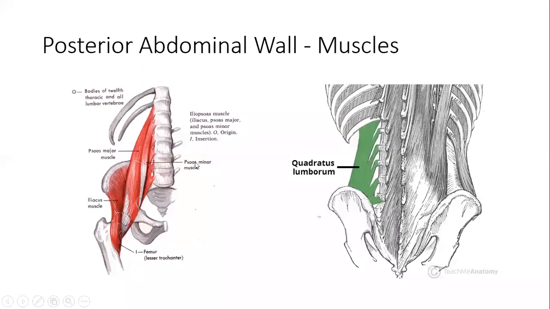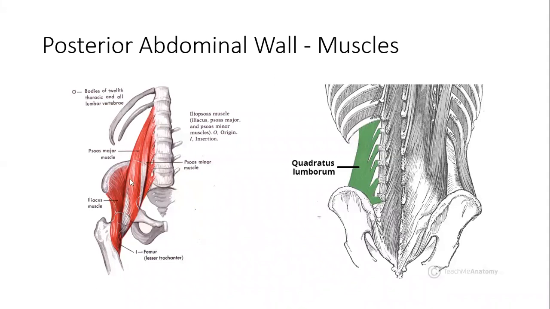Next, we have psoas minor. The psoas minor is a variable muscle. It may be present in up to 60% of the population, and in the rest of the people, it may be entirely absent. So its presence is subject to variation.